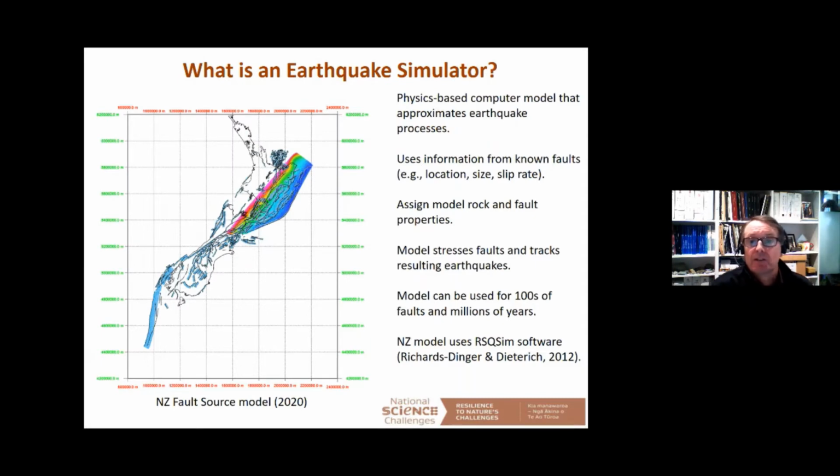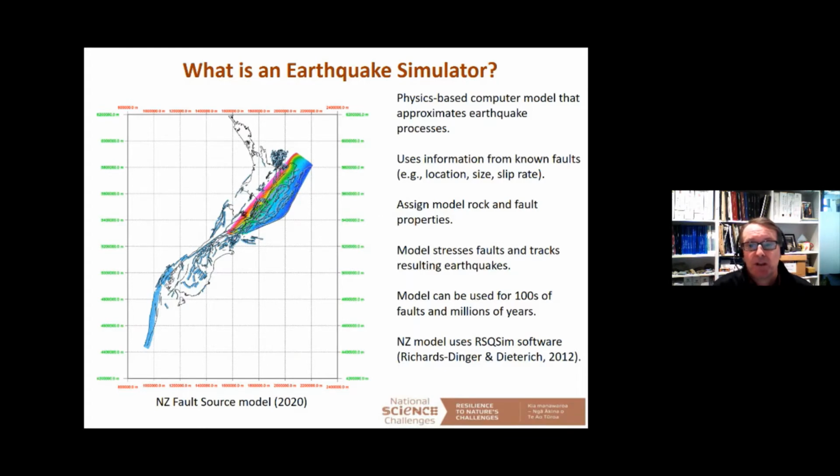So what is an earthquake simulator? Just very briefly, the earthquake simulator is a physics-based model which is run inside a computer, and it approximates earthquake processes. I say approximates because in order to make the model run, and to run fast enough to be useful, we need a number of approximations for the physics that's actually going on. So we have this model.